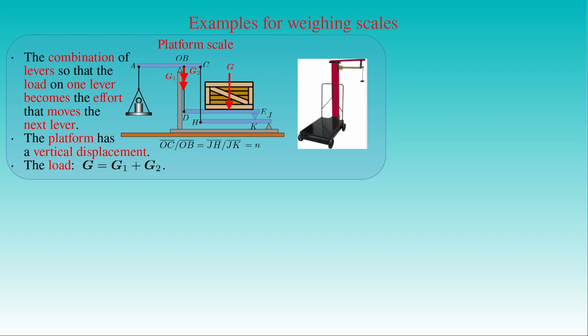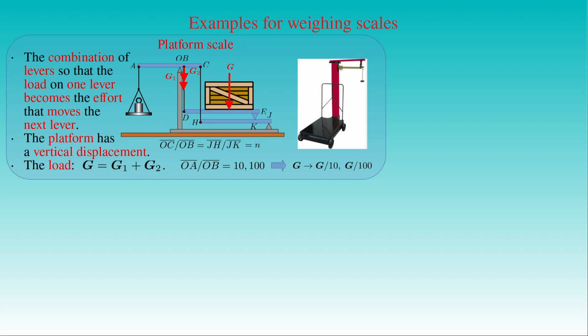In other words, we can consider the load placed on the platform as if it were suspended from the point B. Therefore, if the lever arm OA is 10 or 100 times longer than the lever arm OB, we are able to achieve balance between a body on the platform and a weight suspended from the point A that is 10 times or 100 times less than the load.